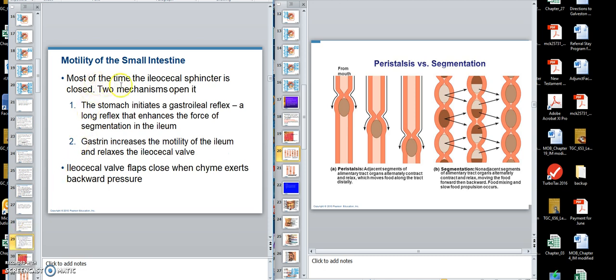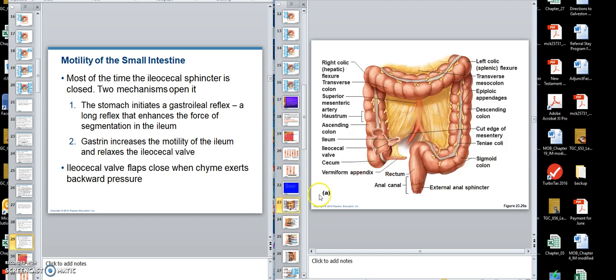Okay. Most of the time, the ileocecal sphincter, let's go to that. Most of the time, this is closed, so you don't get into the large intestine. Two mechanisms open it. The stomach initiates a gastroileal reflex. See, once stuff gets in the stomach, it knows it's going to have to eventually clear from the small intestine. So if you already had stuff in the small intestine, you have to clear it out to go into the large so the stomach can empty. The stomach can't empty if you still have too much in the small intestine.